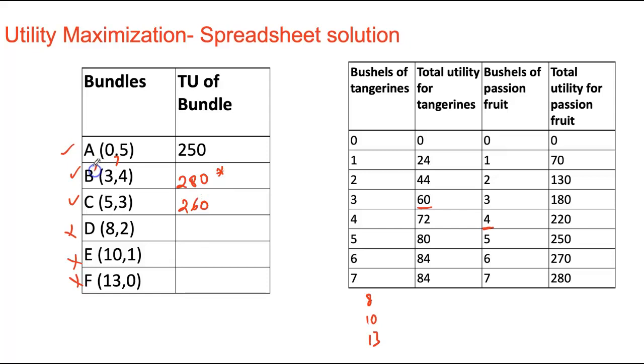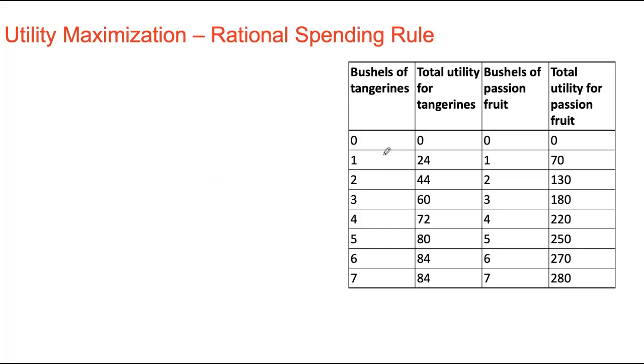So bundle B should be our optimal consumption bundle, with optimal consumption of tangerines at 3 and optimal consumption of passion fruit at 4 bushels. So this is our utility maximizing consumption bundle. The alternative method to finding your utility maximizing consumption bundle is your rational spending rule, or the marginal analysis. We can apply the marginal analysis to this particular data set as well.